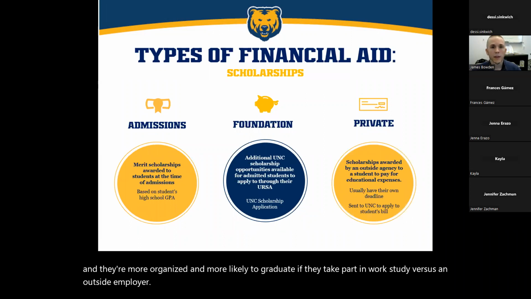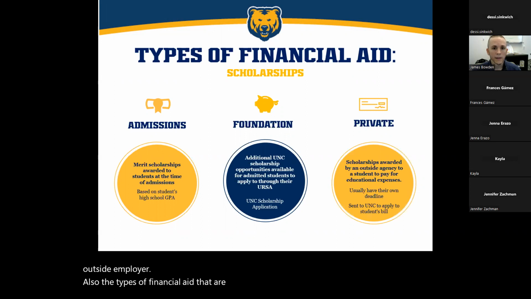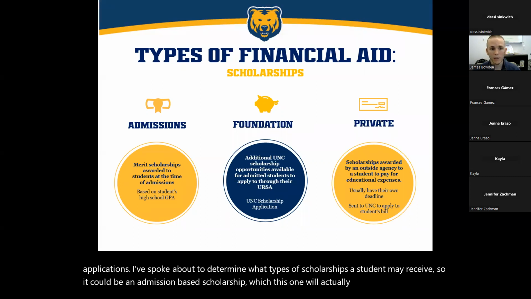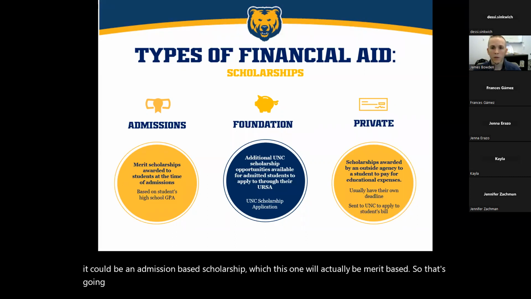Also, the types of financial aid that are going to be considered are scholarships. So you do need those applications I've spoken about to determine what types of scholarships a student may receive. It could be an admission-based scholarship, which will actually be merit-based. That's going to be off of the GPA a student brings in whenever they come into UNC.